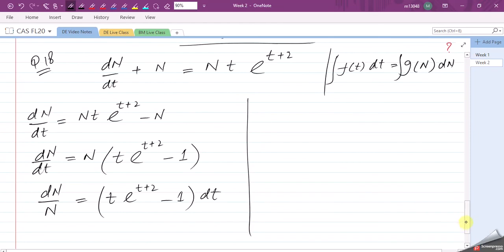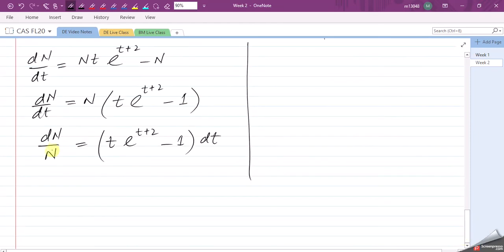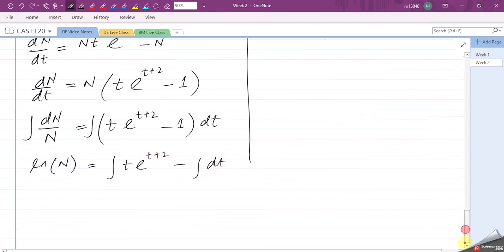I'm leaving this space for another approach, so I'll come back. dn over n, that's clearly log of n. I'll not put absolute values for now. I'll consider that n is positive. On this side, yeah, okay, we integrate. We'll make two integrals, t e raised to power t plus 2 minus integral dt.